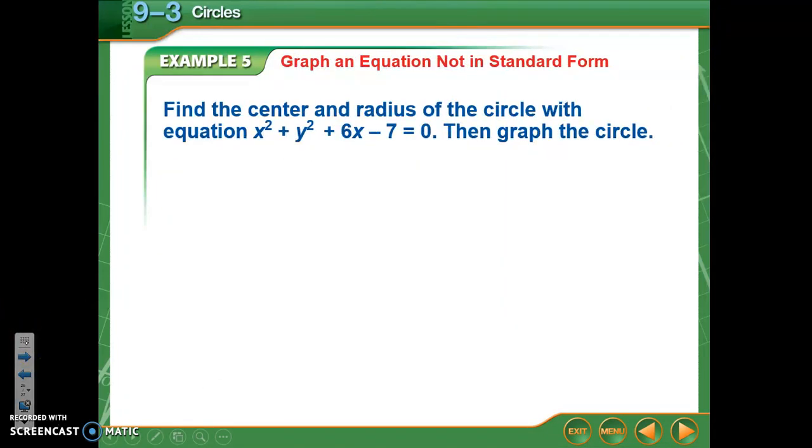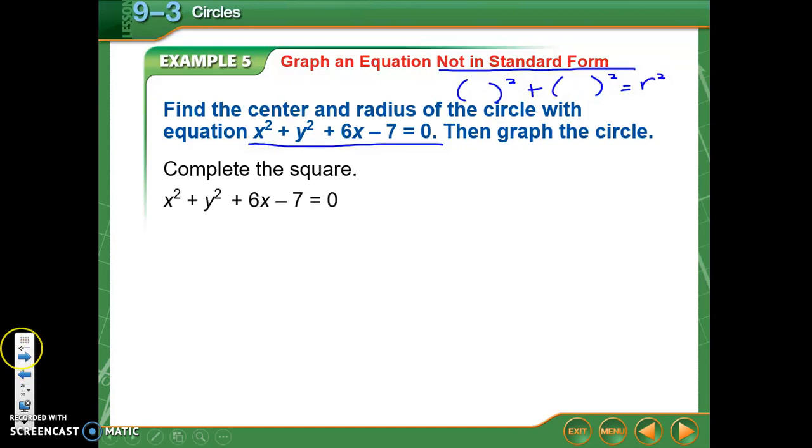All right, last example. Graphing an equation that is not in standard form. This is going to be a common theme with all of our conic sections. We're going to have to complete the square to put them in standard form. So here we want to find the center and radius of a circle that has this equation. This is not in standard form. Remember, for standard form, we need to have x minus h quantity squared plus y minus k quantity squared equals r squared. So I need perfect square trinomials factored into binomials on this side of my equation.